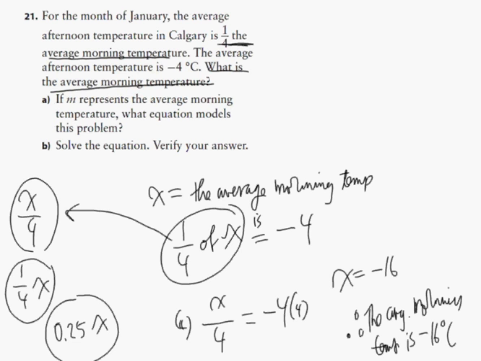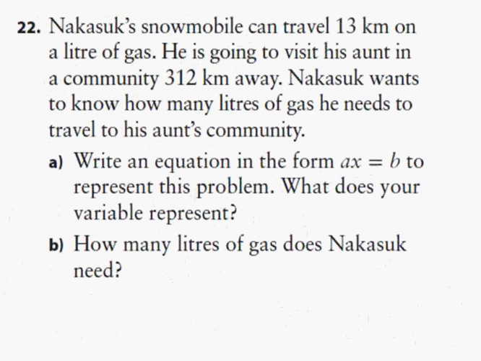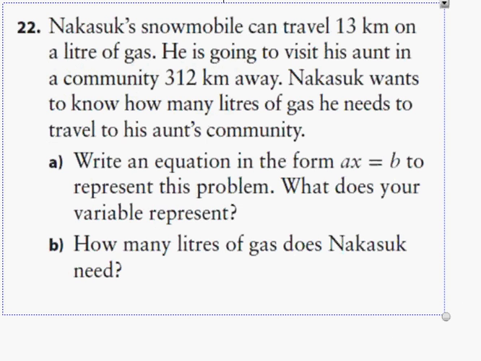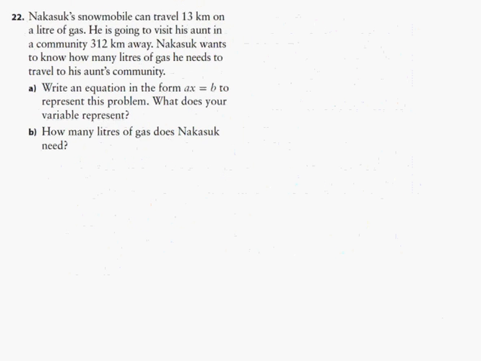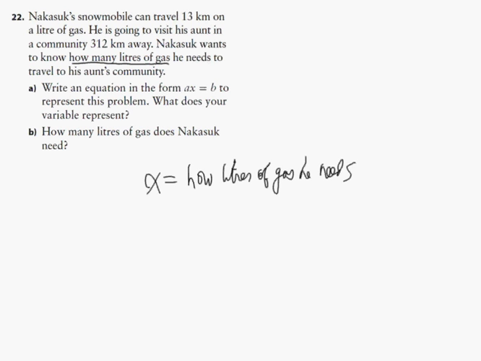And your last question? Well, we'll do 22 as the last question. Question 22, it says, Nakasuk's snowmobile can travel 13 kilometers on a liter of gas. He is going to visit his aunt in the community 312 kilometers away. Nakasuk wants to know how many liters of gas he needs to travel to his community. So again, X equals how many liters of gas he needs.